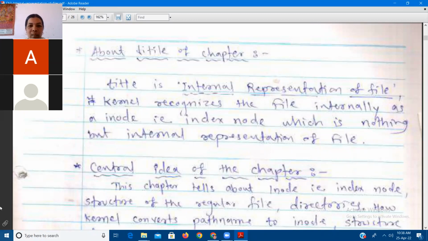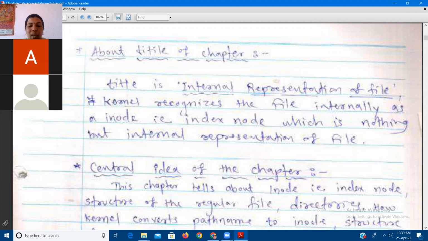Just as you are represented externally with the help of your name, but internally as a part of the system, as a part of the college, you will be represented with the help of a roll number, which is the unique ID. In the same fashion, each file has its own unique ID, and that ID is called the inode number, and each ID has its own record. That is called an inode file.